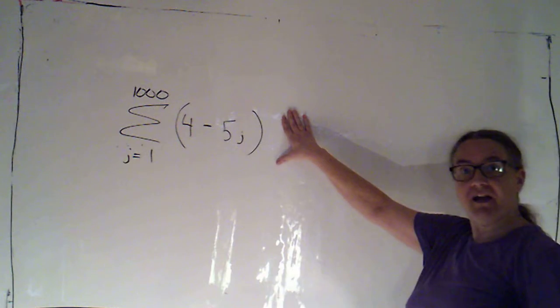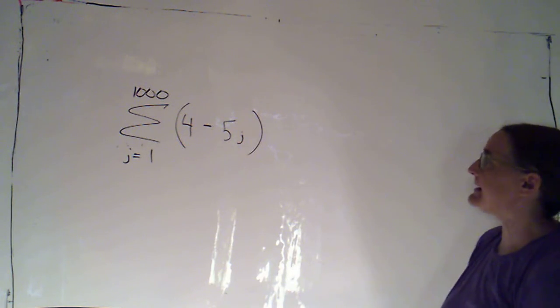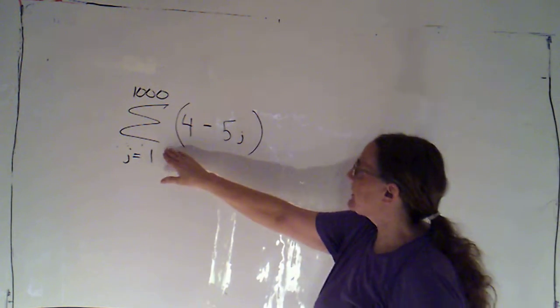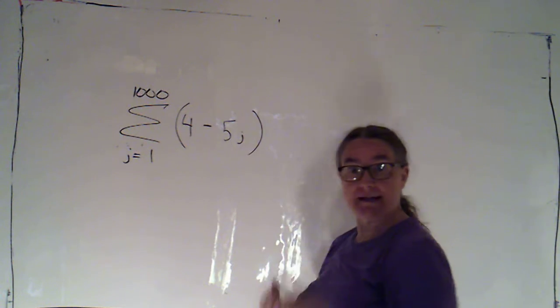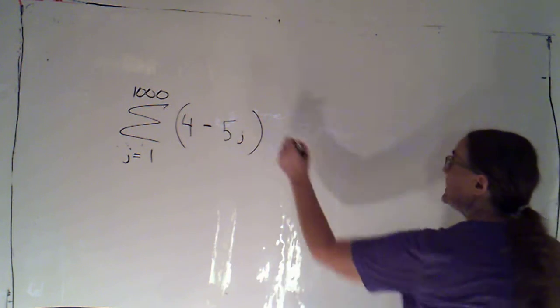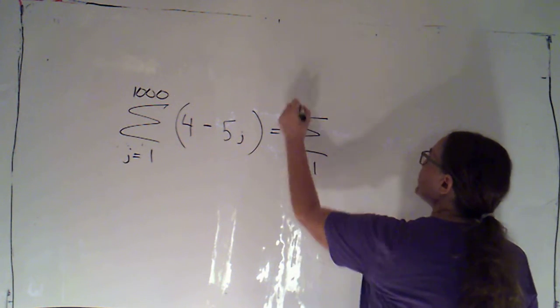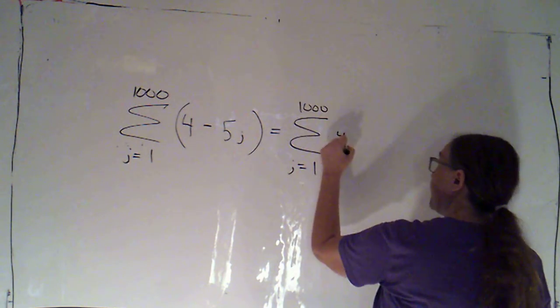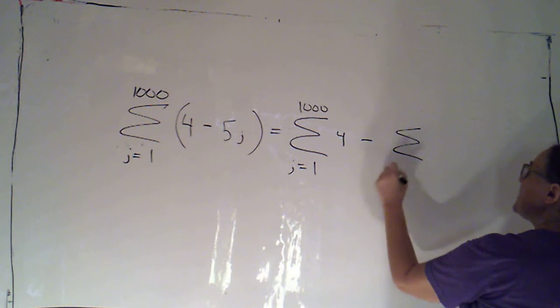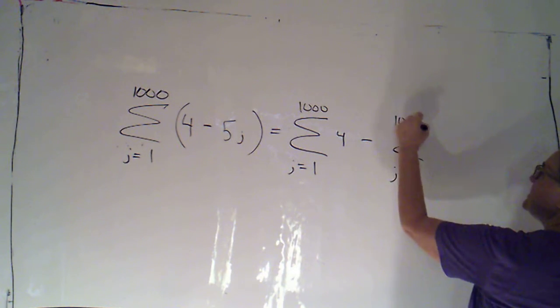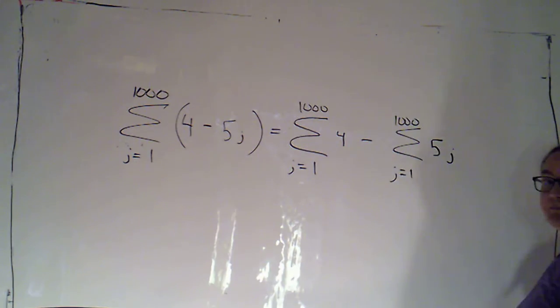This problem was given to you at the end of the last video, so let's just take a look at it together. Anytime I've got a sum where my terms have two parts connected by either addition or subtraction, I can split it up into two sums. So this will be the sum as j goes from 1 to 1,000 of 4, minus the sum as j goes from 1 to 1,000 of 5j.